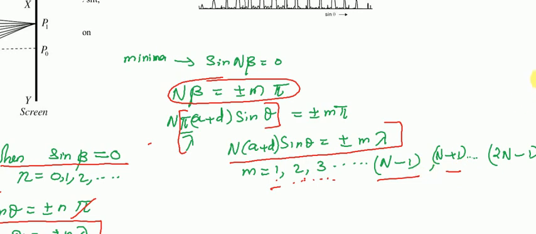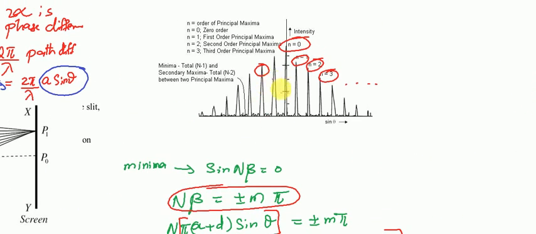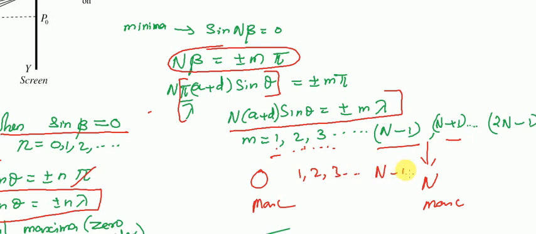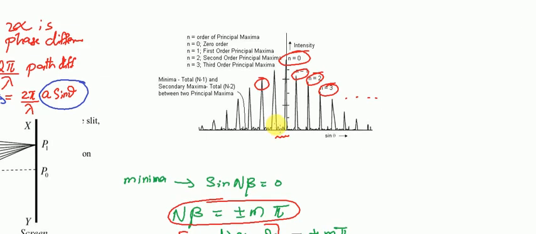That is why you can see between two principal maxima there are minima. How many are there? n minus 1, from 1 to n minus 1. So this is the 0 maximum, and this is the n maximum, the next principal maximum. In between these there are 1, 2, 3, up to n minus 1 minima.